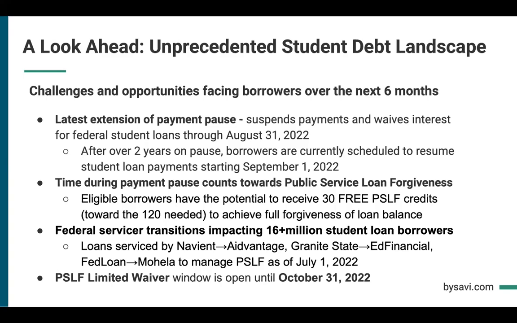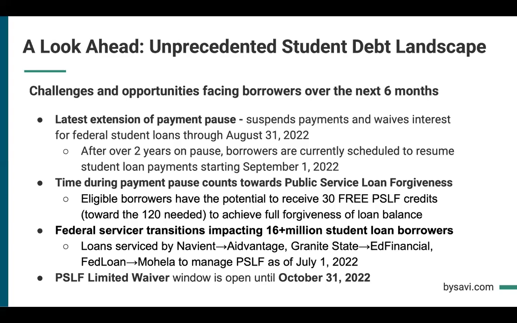But here's a summary recap of the major things that have been going on and things you should be aware of. First and foremost, let's talk about the payment pause. Back in March of 2020, when the CARES Act went into effect right at the height of the pandemic, payments were paused and interest was waived. So that's payments $0, interest 0% on the majority of federal student loans out there, okay? And it has since been extended 6 times. Most recently, it was extended through August 31st of 2022, meaning that after a little over 2 years of payments being paused, borrowers are currently scheduled to resume making payments starting September of this year.